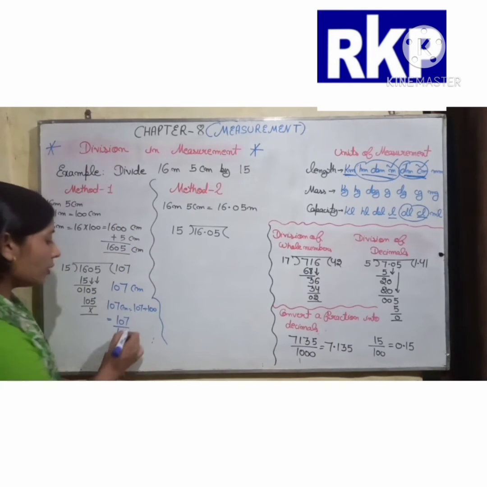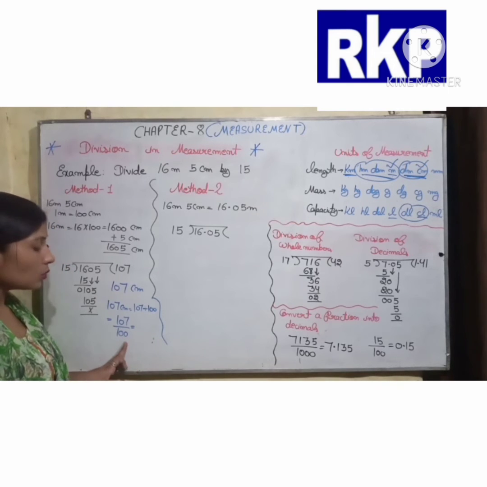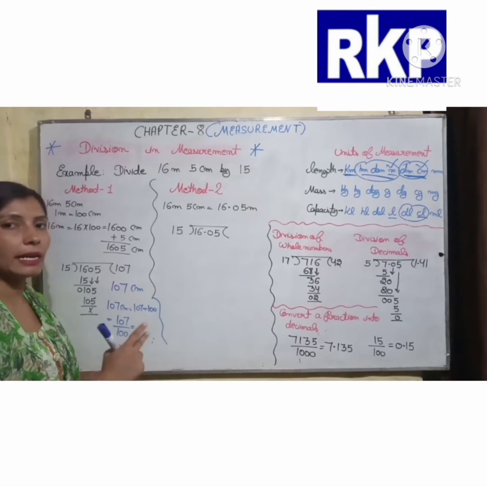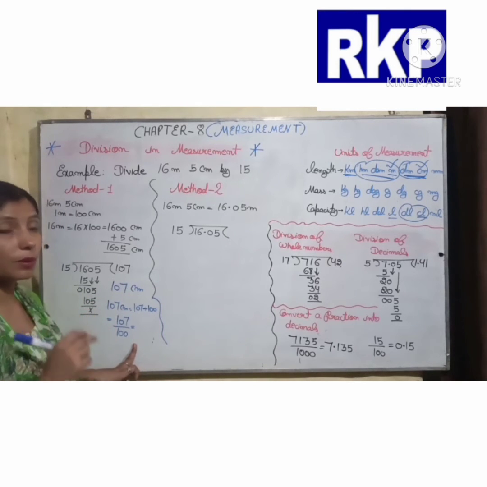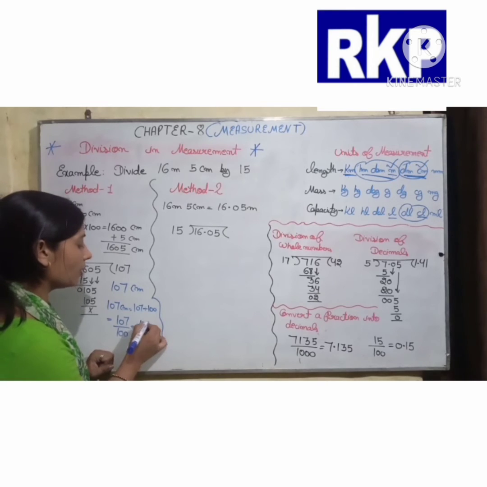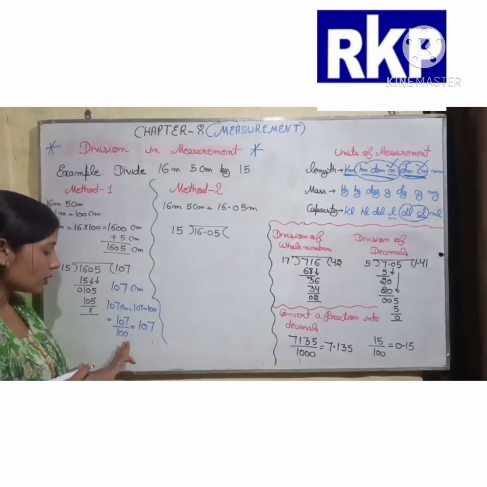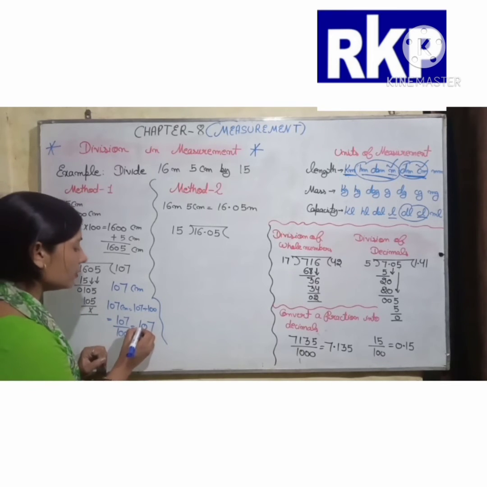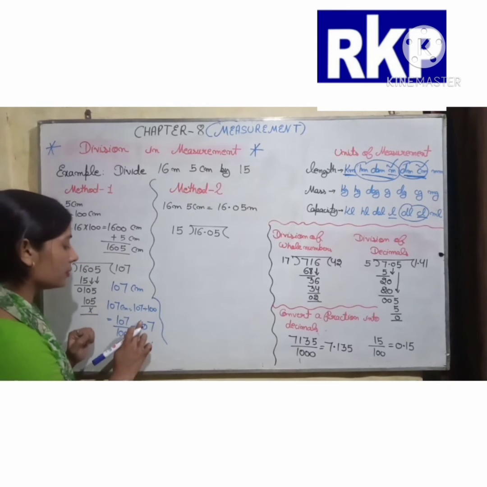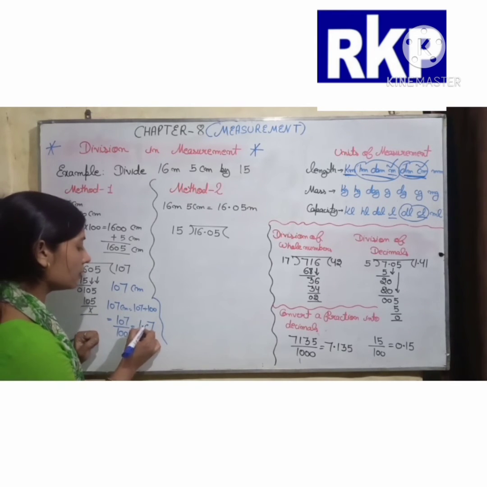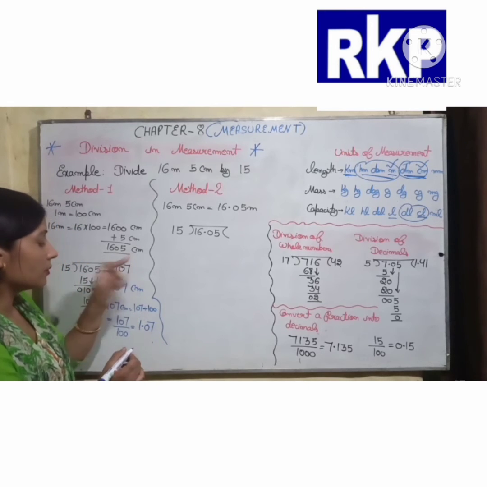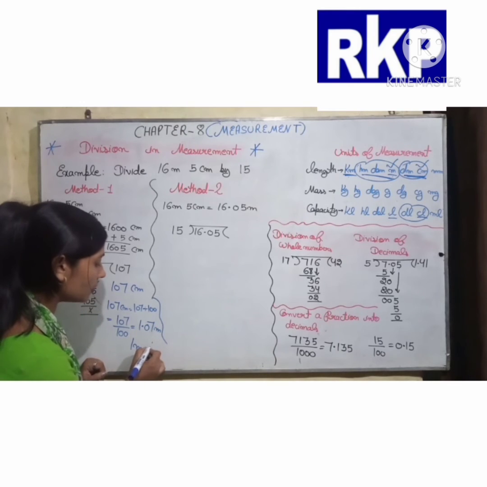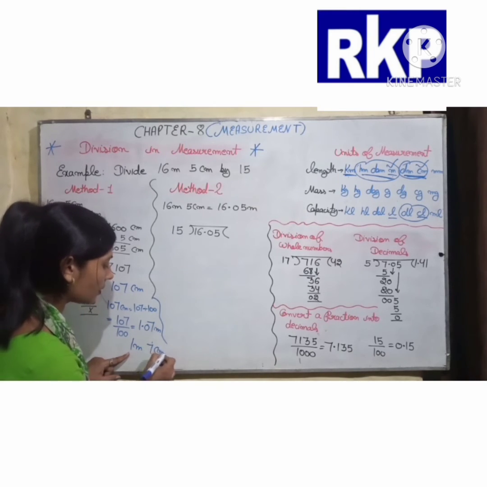Here we have 100, means two zeros in denominator. So we have to leave two digits from right side, and then we put the decimal point. First we write numerator as it is, and now count the zeros. We have two zeros, so we leave two digits from right side, and then put the point. So 1.07 meters will be the answer, or we can write it 1 meter and 7 centimeters.